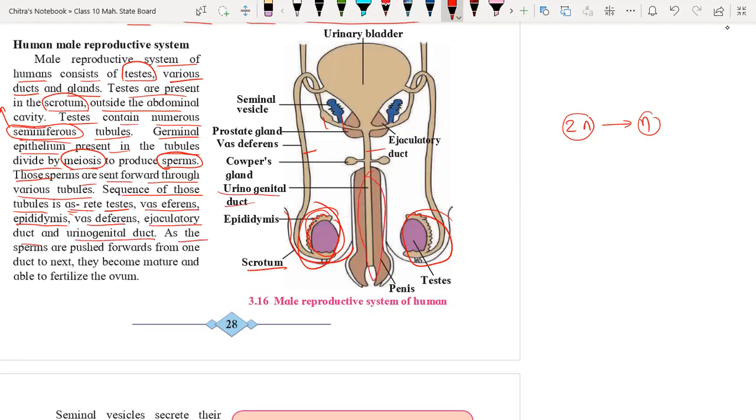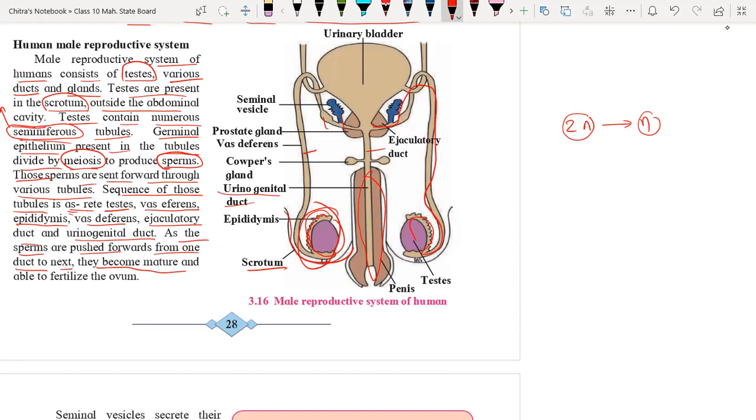Okay, as the sperm are pushed forward from one duct to the next, they become mature. Means when the testis forms the sperm cell, it is not mature enough to fertilize the egg cell. That's why their maturity goes on increasing when they pass from duct to duct. Once they are secreted from here, they travel through here towards the ejaculatory duct. During that particular movement, they become more mature again and again. Okay, and after that they become fully mature to fertilize the egg cell.